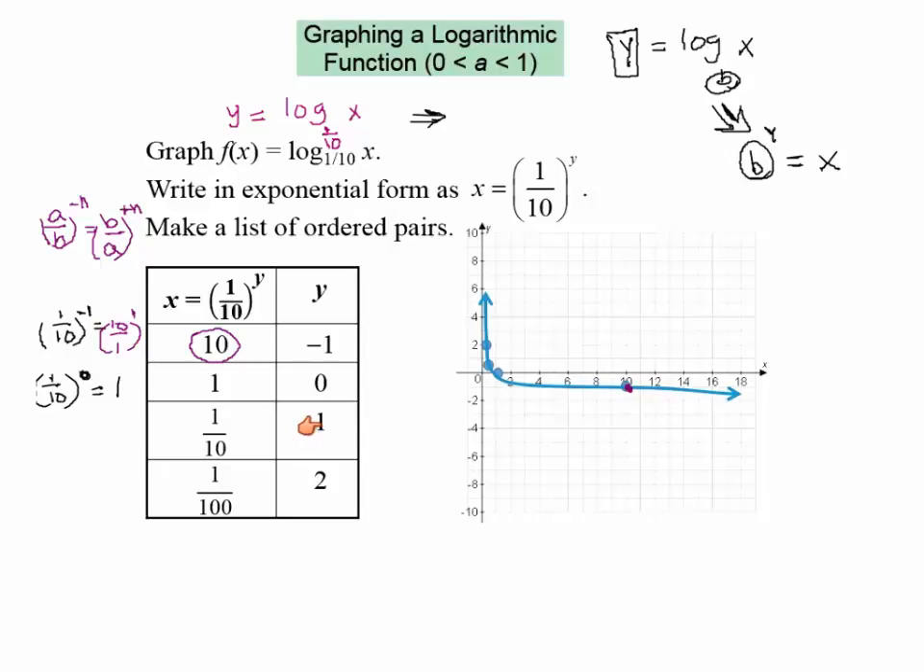Let y be equal to 1. If y is equal to 1, x is equal to 1/10 to the power of 1, which is 1/10. If y is equal to 2, x is equal to 1/10 to the power of 2, or 1/100. You see, as I increase the value of y, the value of x decreases. It gets closer and closer to 0, closer and closer to this line, the y axis here. So that would be the shape of this graph.